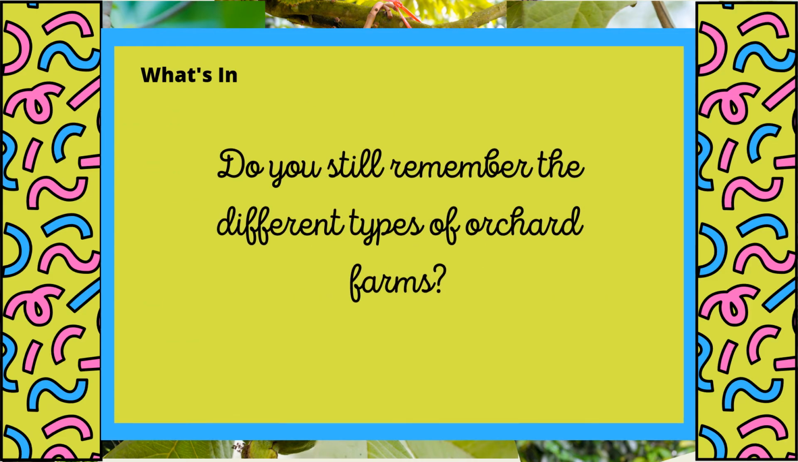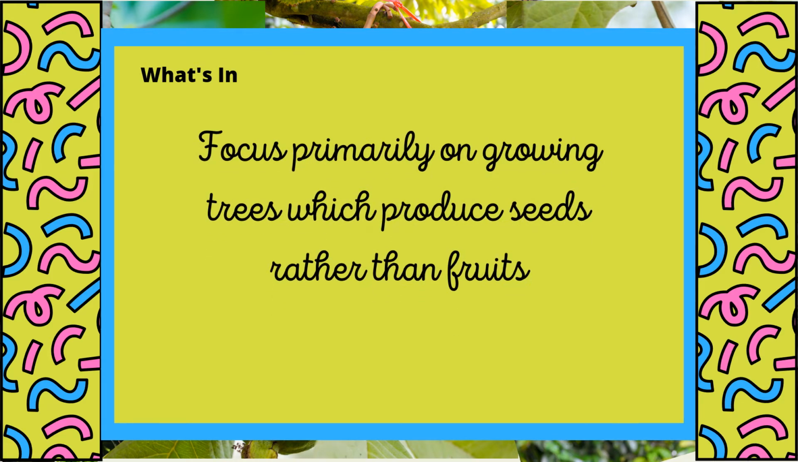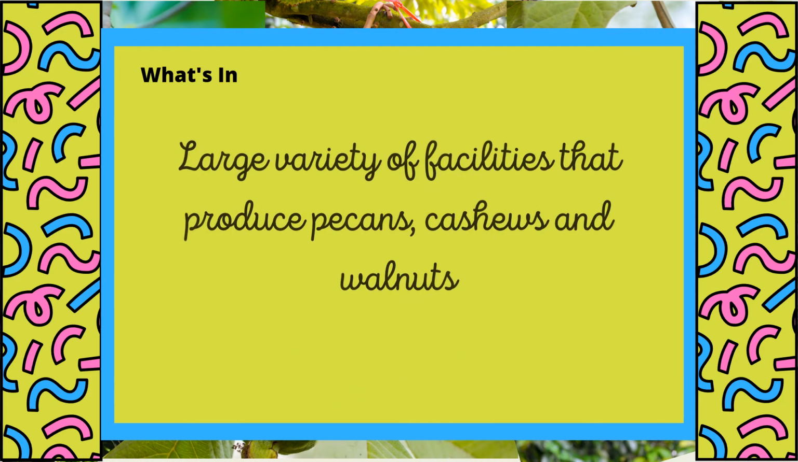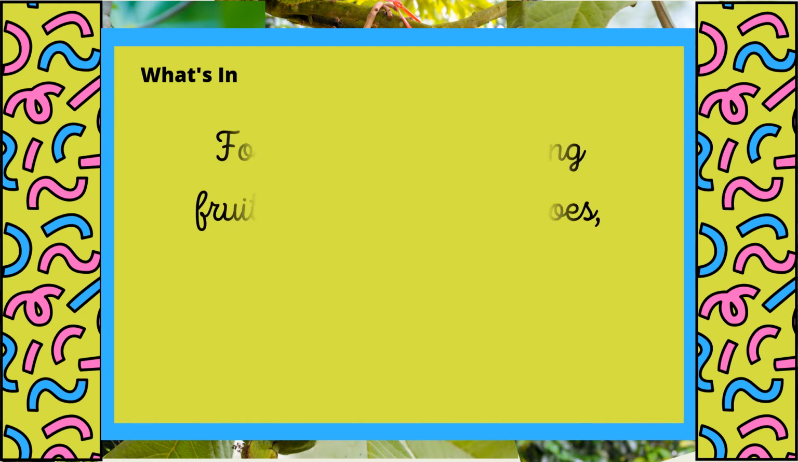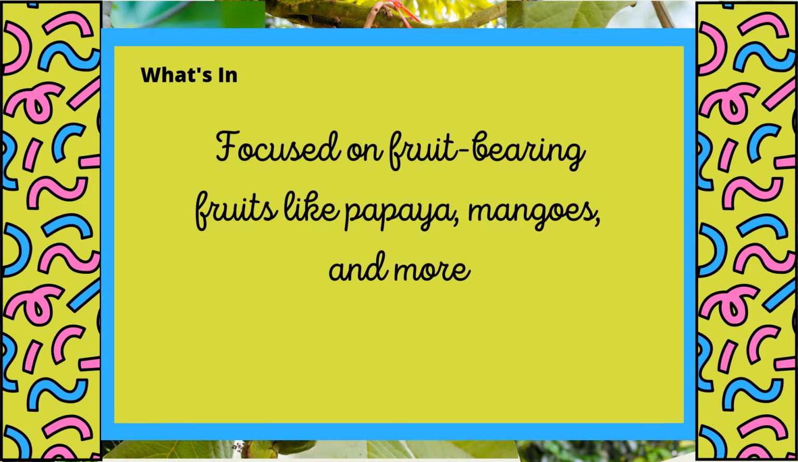Do you still remember the different types of orchard farms? It focuses primarily on growing trees which produce seeds rather than fruits. It's the tree farm. It is a large variety of facilities that produce pecans, cashews, and walnuts. Not orchard. Focused on fruit-bearing trees like papaya, mangoes, and more. Fruit orchard.